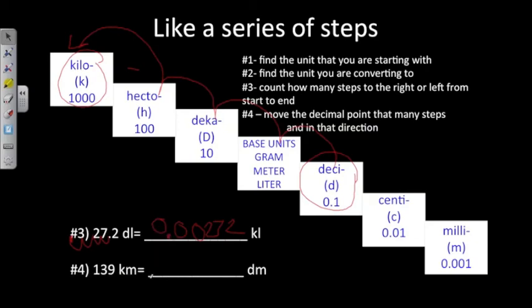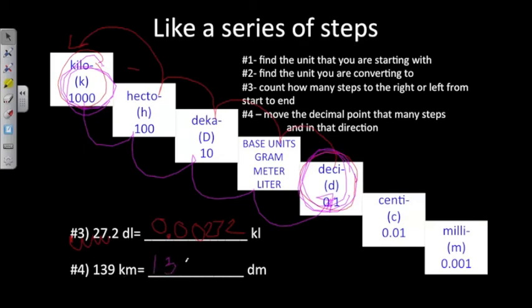I'm going to use magenta. I'm going from kilometers to decimeters. Remember, it's a little d, it's deci. So now I'm going 1, 2, 3, 4 steps to the right. And if I do that down here with my decimal place, I'm actually going to be, conveniently enough, adding 4 zeros. And that is the answer.